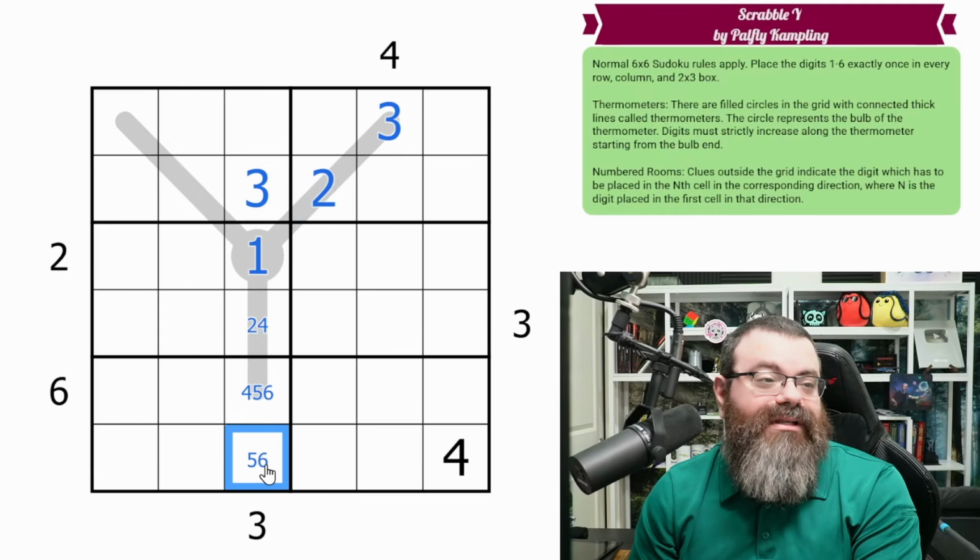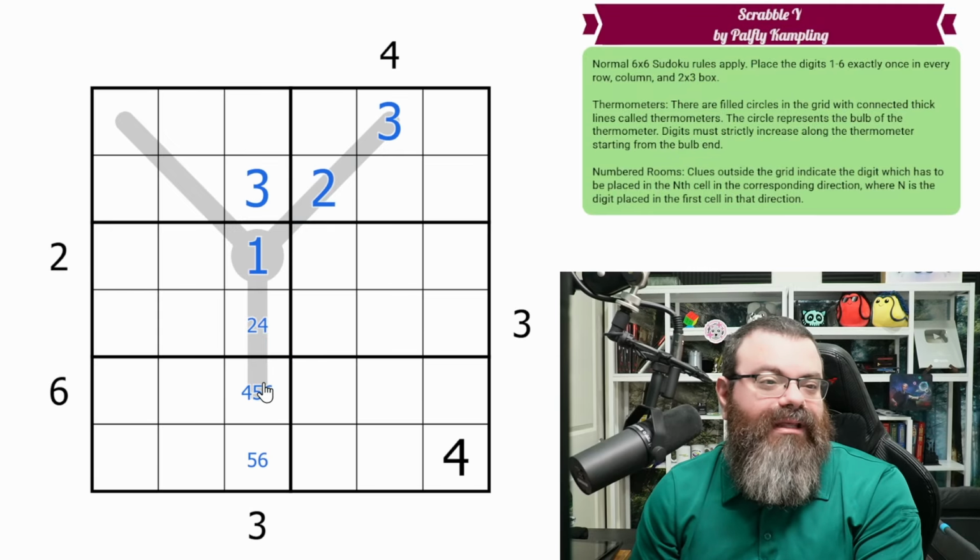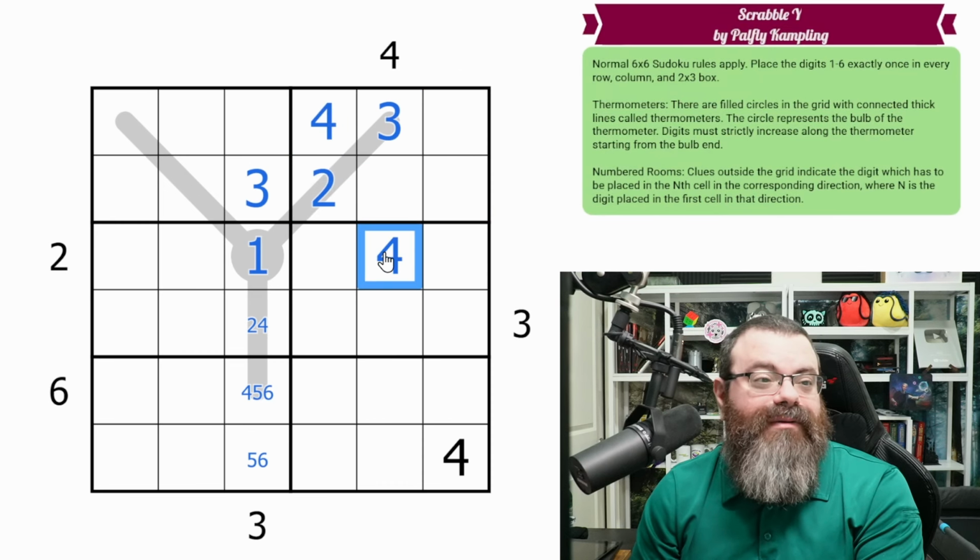We probably still had to do this logic. I don't think it really affected much from missing that for a while. 4 is, oh yeah, this places a 4 here, which then places a 4 here. The 3 puts the 4 there for the numbered room clue.